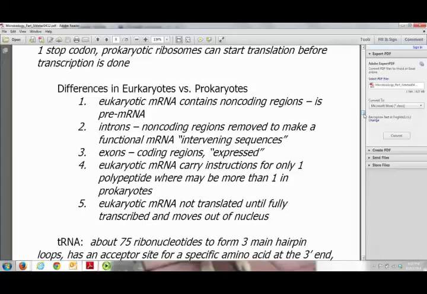The eukaryotic mRNA is going to contain non-coding regions, so it's considered a pre-mRNA. The introns are the non-coding regions. These will be removed to make a functional mRNA, and intron is just short for intervening sequences. Exons are the coding regions, which are expressed. Eukaryotic mRNA is going to carry instructions for only one polypeptide, where it may carry instructions for more than one in prokaryotes. And with the introns and exons, you can actually recombine those so one gene can actually code for multiple proteins.